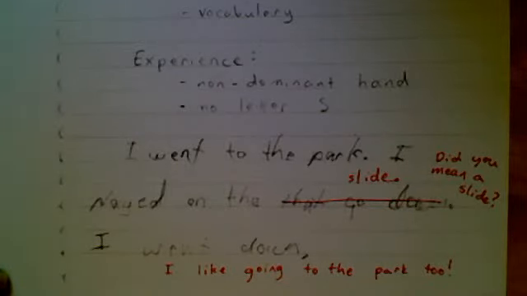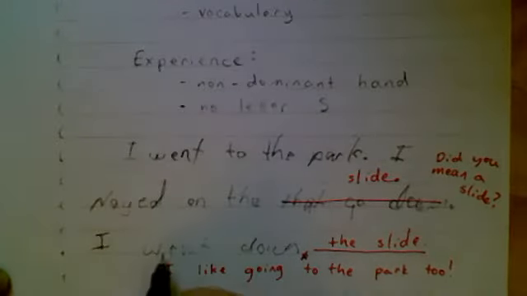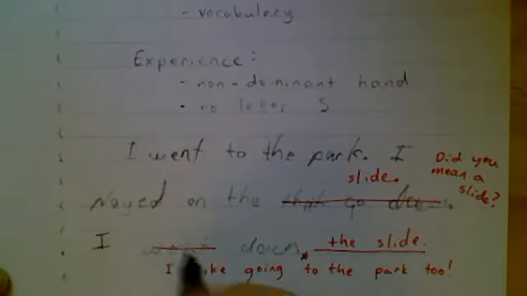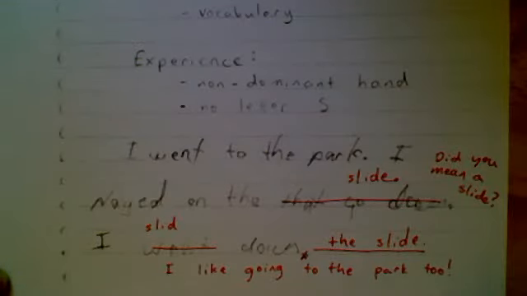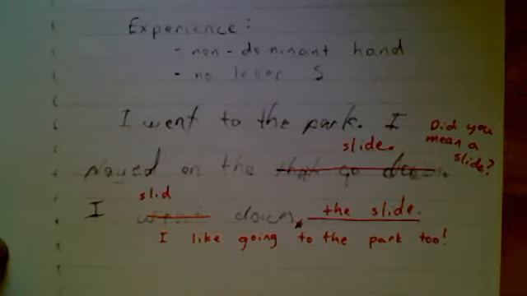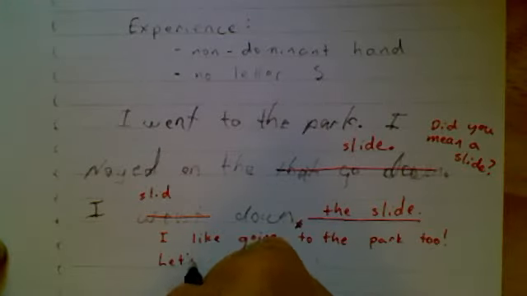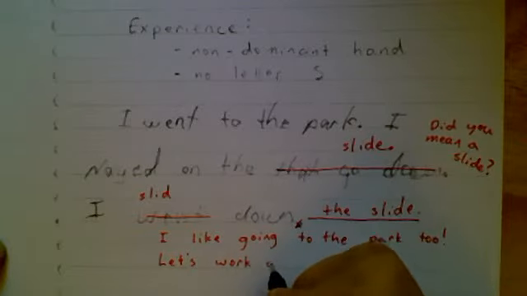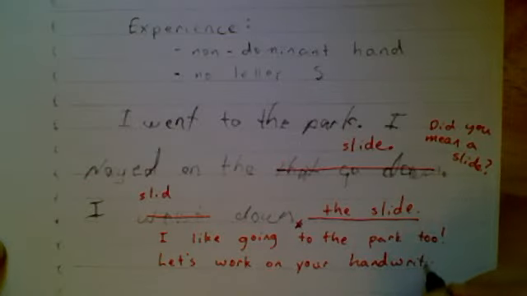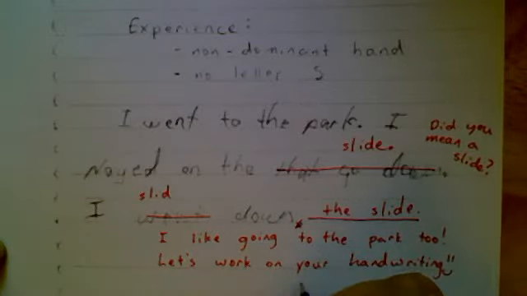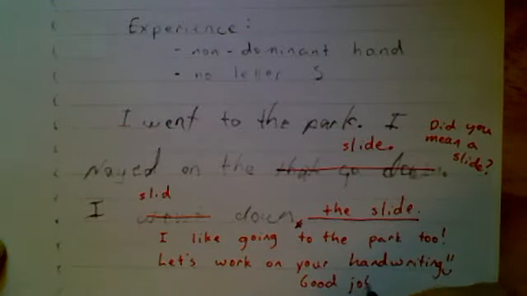I went down. It might be like, oh, let's make a longer sentence. So let's add an I went down the slide. We might say, well, went down, let's change that to slid down the slide to give some more interesting verbs here. And then we might also say, let's work on neater handwriting. Let's work on your handwriting. Good job. Because we're trying to be positive here.